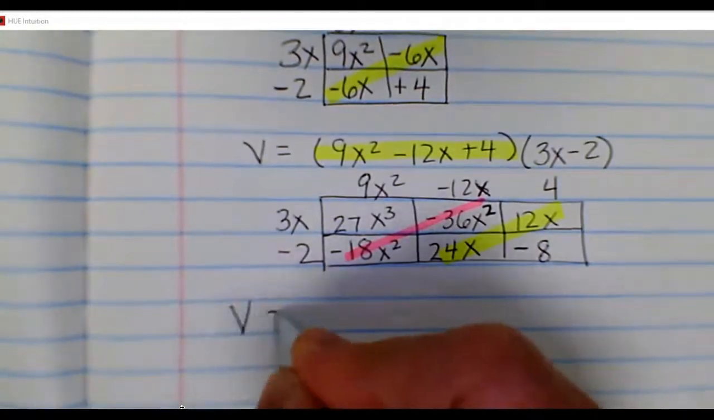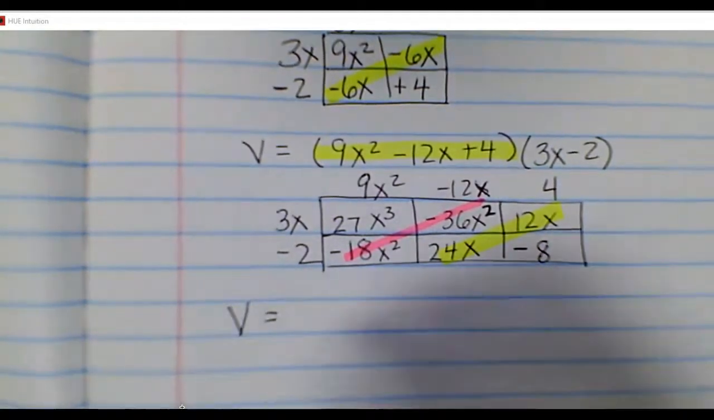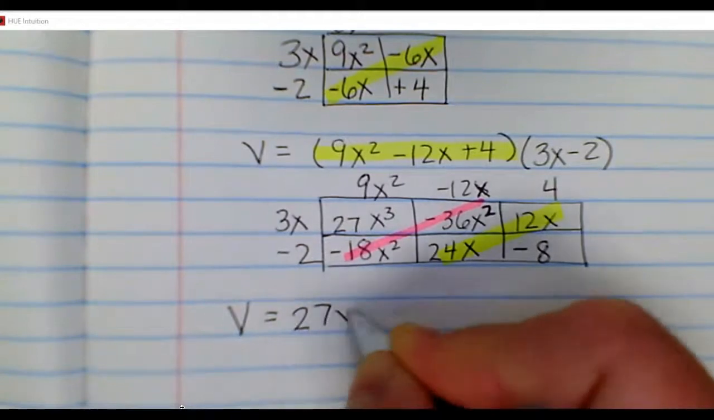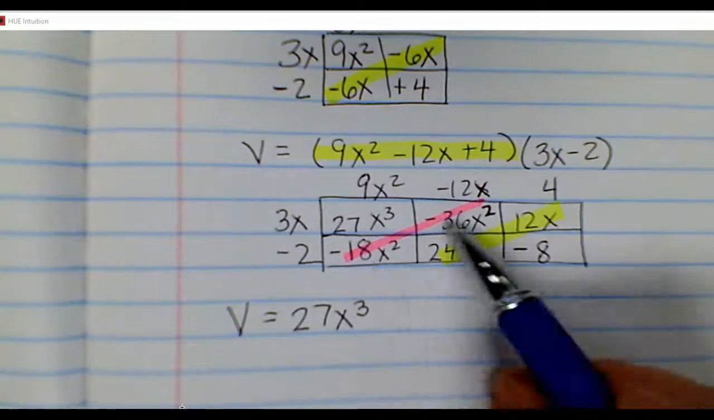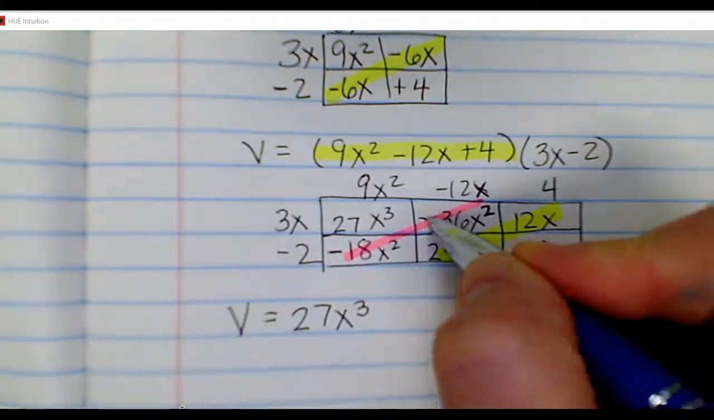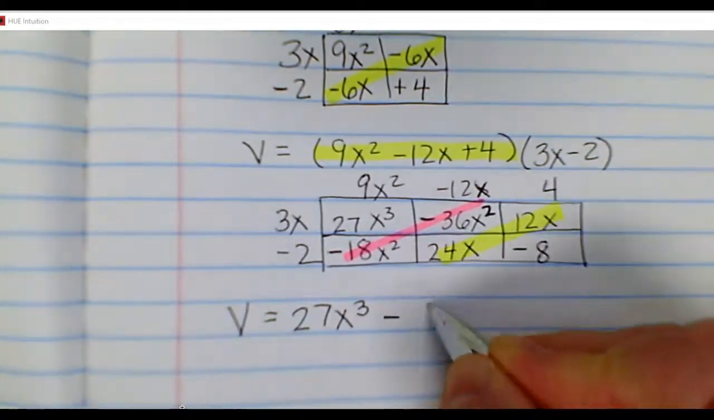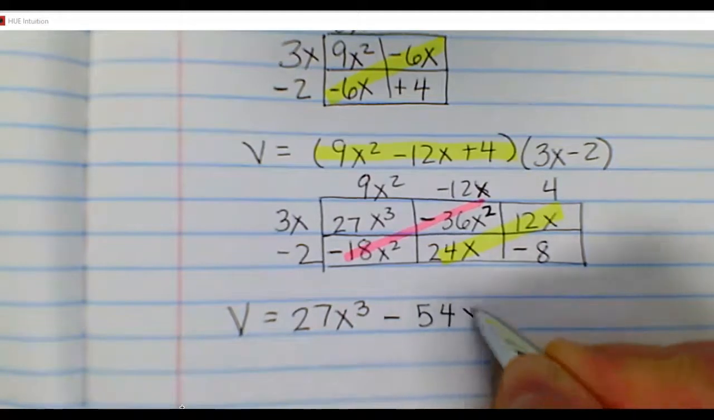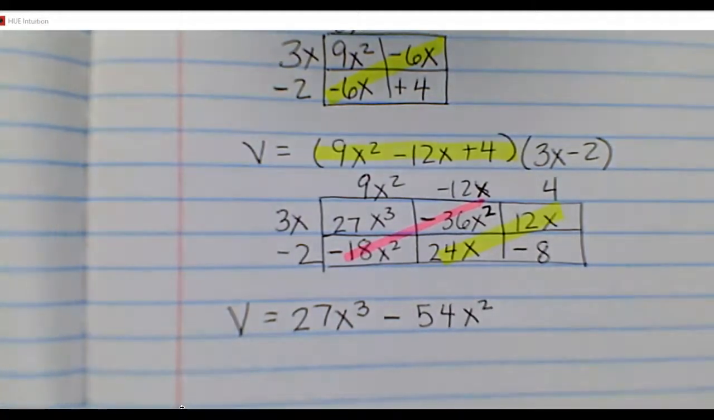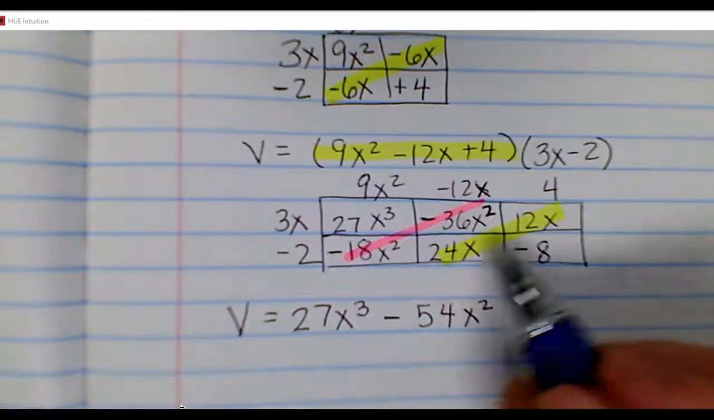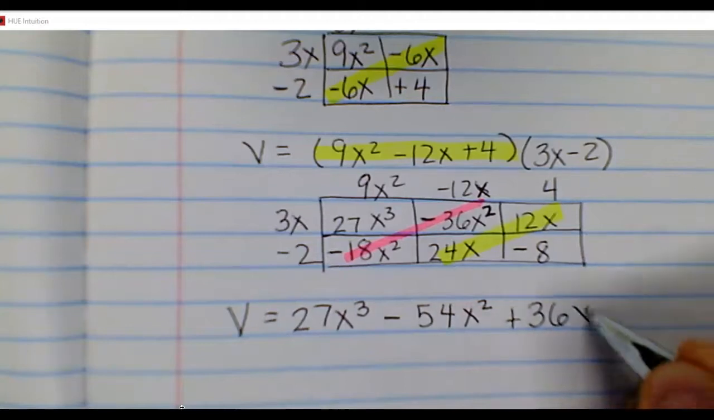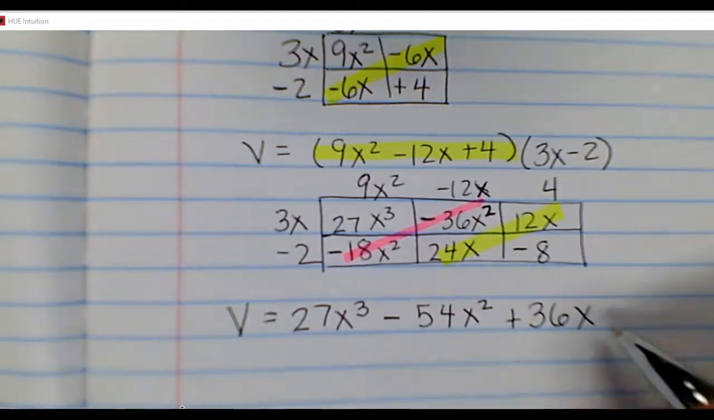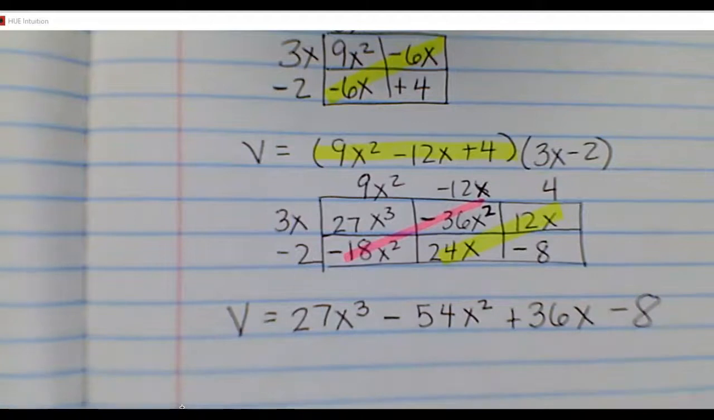So my volume is 27x to the third power. When I combine that, both of these are negative, so that's negative 54x squared. These two combined would be 36x minus 8.